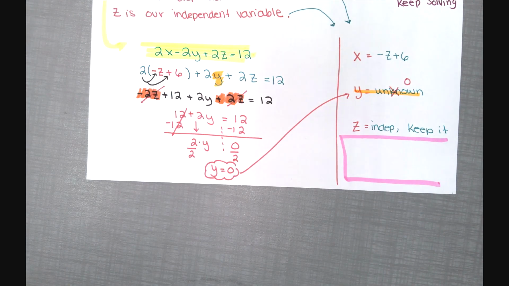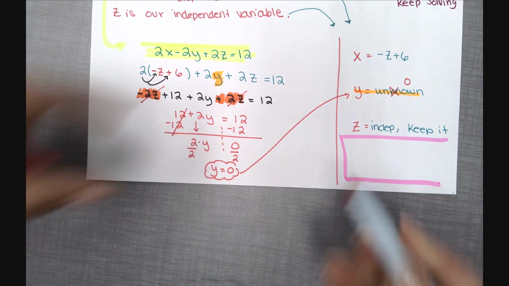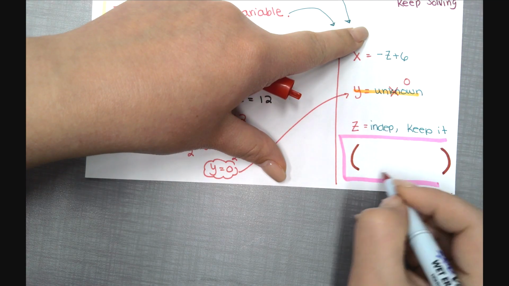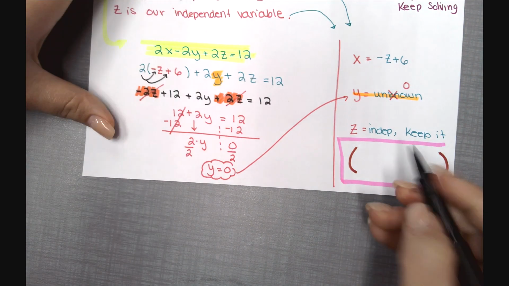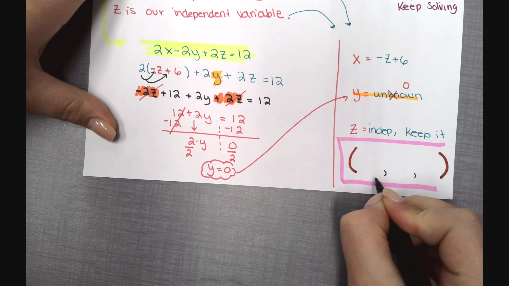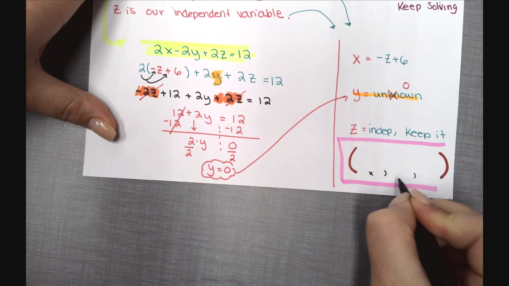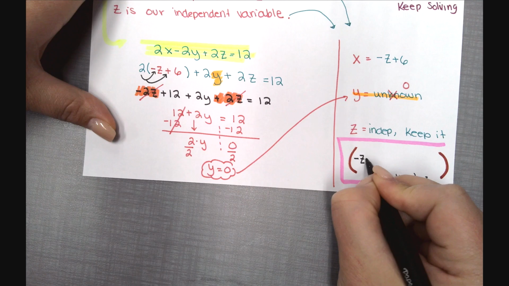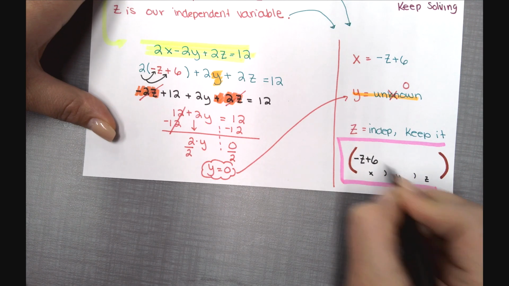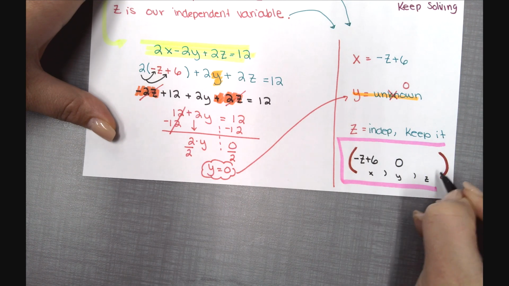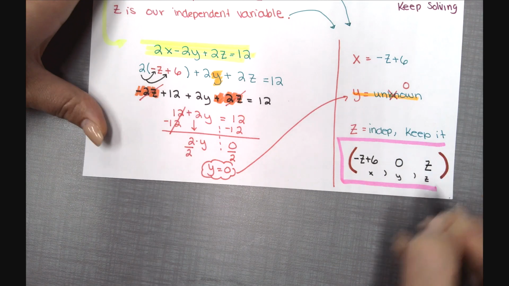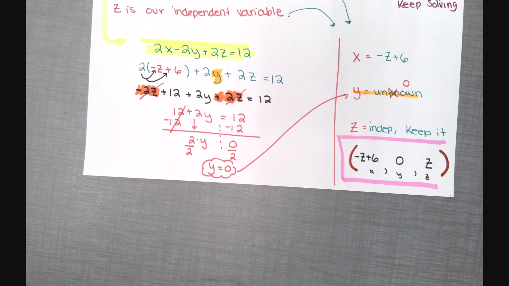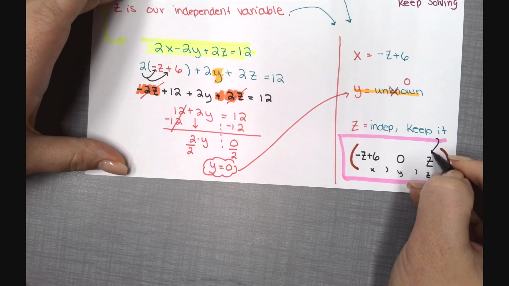Again, when you write your answers, you must open up your parentheses. This tells me that there is a relationship between your numbers and between your answers. Write them in alphabetical order, so x, y, z. What was x? X was negative z plus 6. What was y? Y was 0. And what was z? Z was kept as z because it is our independent variable.